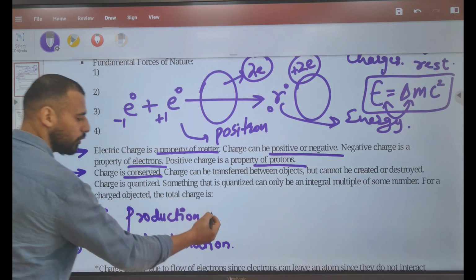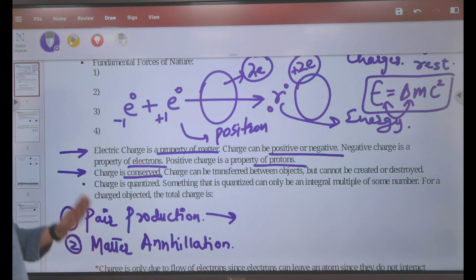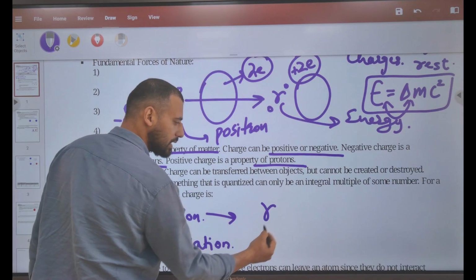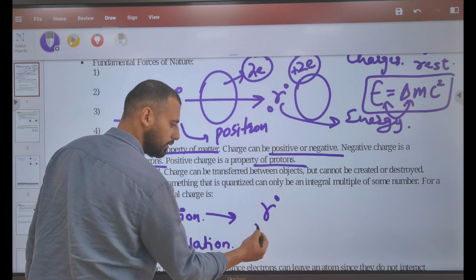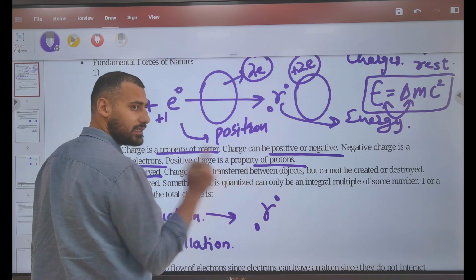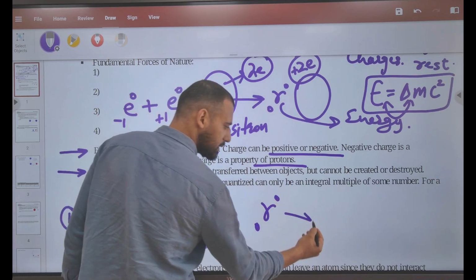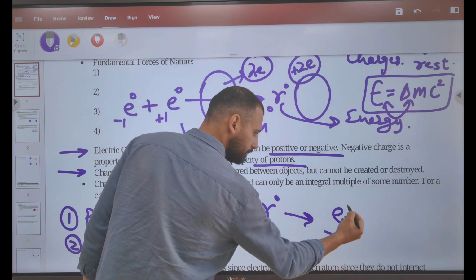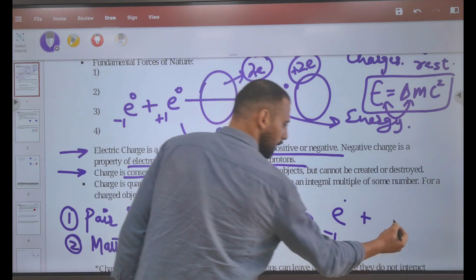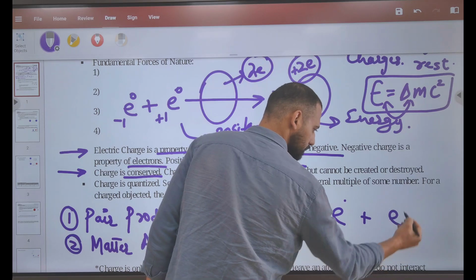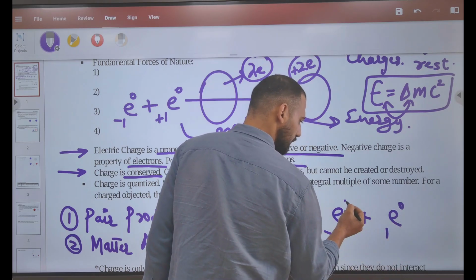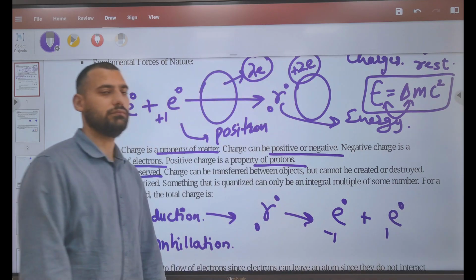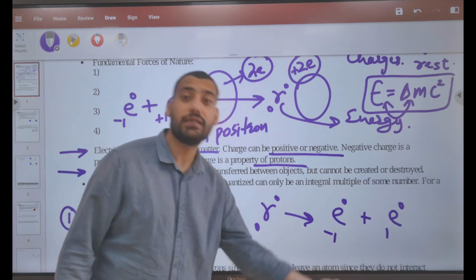Similarly, there is one more exception, that is pair production. So what will happen? Sometimes this gamma radiation, which is chargeless and massless, gets converted into an electron and a positron. Is that fine? So see, charge has been created.